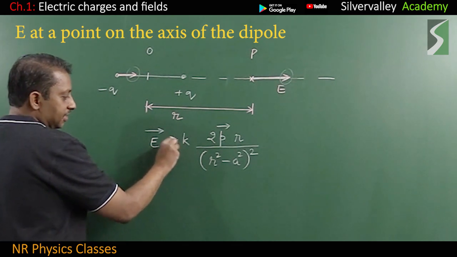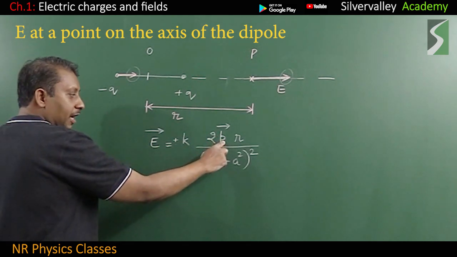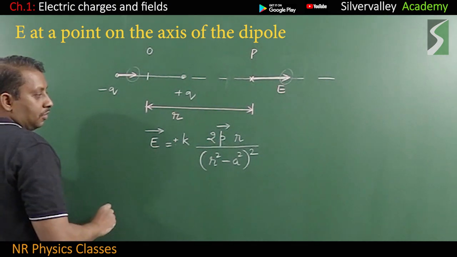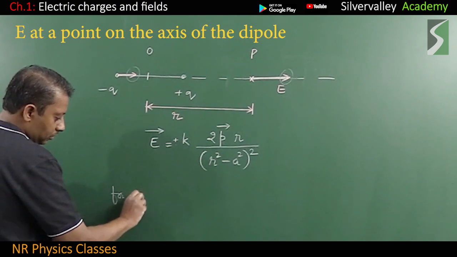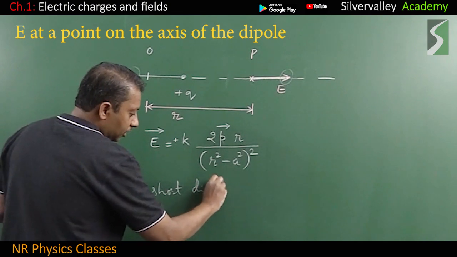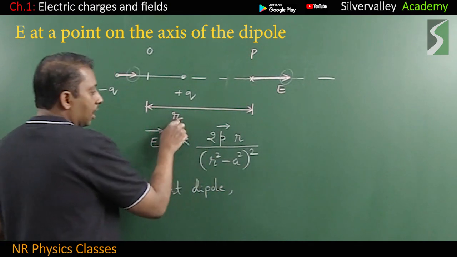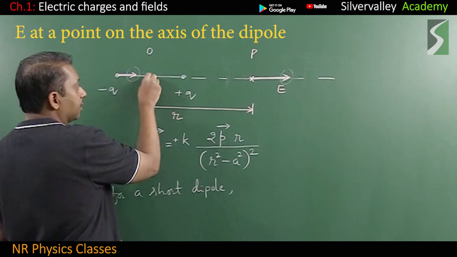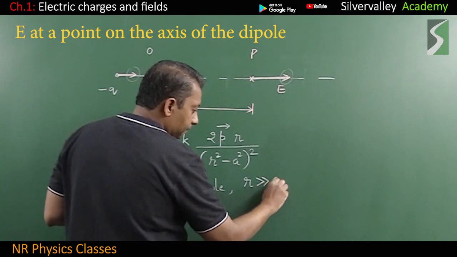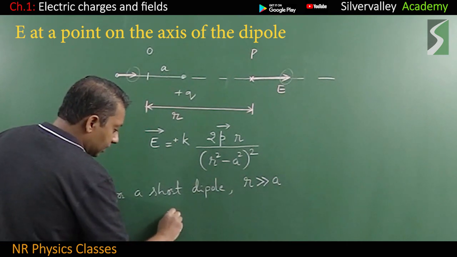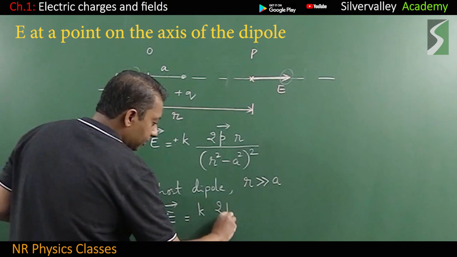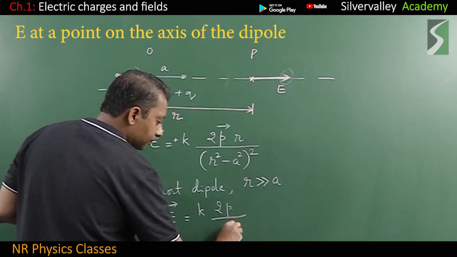There is a plus sign here. The direction of P cap is the direction of E. The direction of P is the direction of E. For a short dipole, R should be very much greater than A. The distance between these two is A. R very much greater than A, then the electric field is given by constant times 2p by r cube.